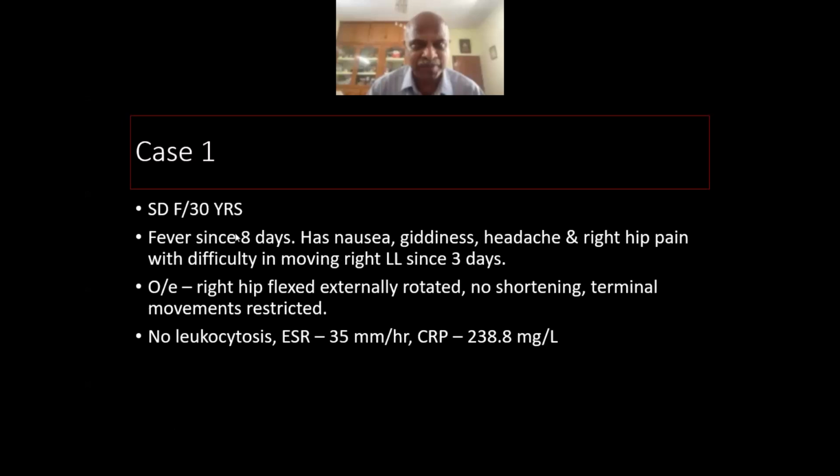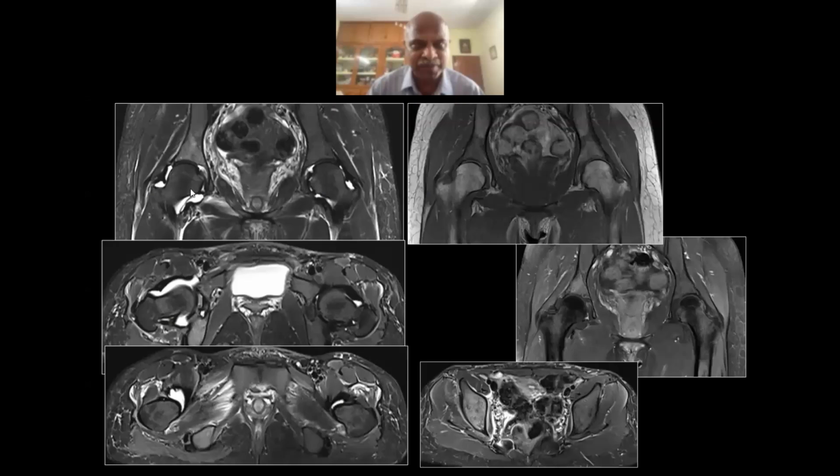So the first case, this is a 30-year-old lady, fever since 8 days, has some constitutional symptoms, nausea, giddiness, and headache, has presented to us with right hip pain and difficulty in moving the right hip joint. On examination, she has some terminal restriction of movement. Clearly, she has systemic signs of infection. While there's no leukocytosis, ESR and CRP are markedly elevated.